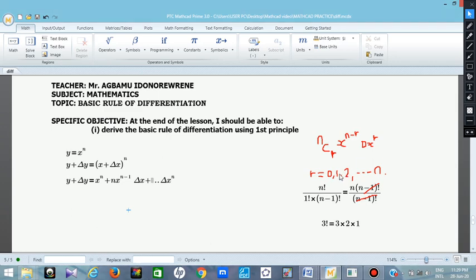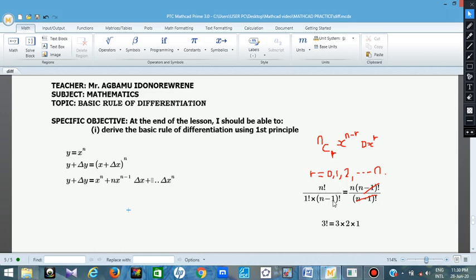You keep expanding with each value of r until you get to the value of n. That is where you are stopping. So if I keep expanding this, since I don't know the value of n, I'll keep going until I get to the value of n. When n equals n, I'm going to have n combination n, which are the same number.